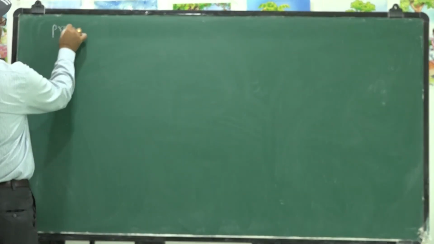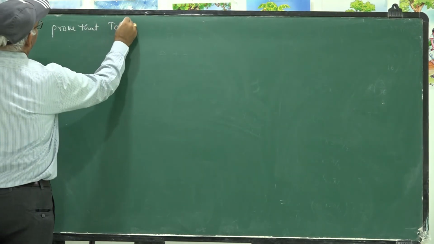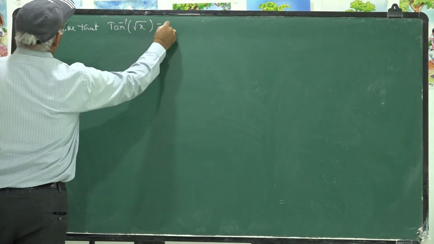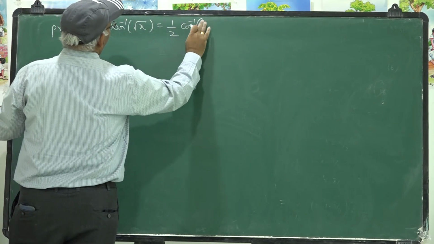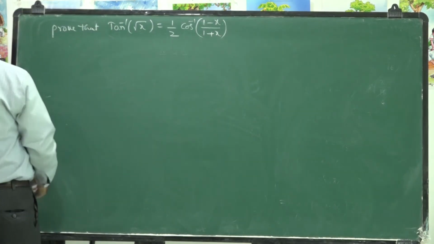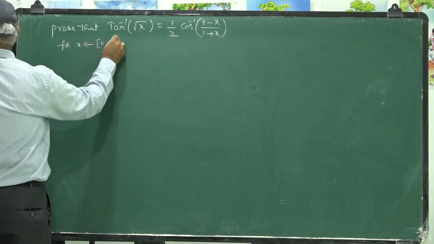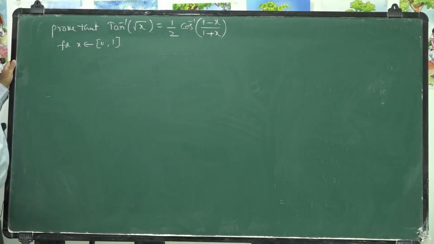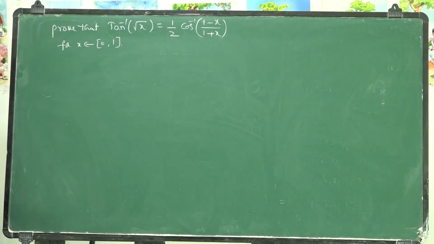Another problem. Prove that tan inverse of root x is 1 by 2 cos inverse of 1 minus x by 1 plus x, for x belongs to 0 and 1. Prove that tan inverse of root x equal to 1 by 2 cos inverse of 1 minus x by 1 plus x, provided x lies between 0 and 1.